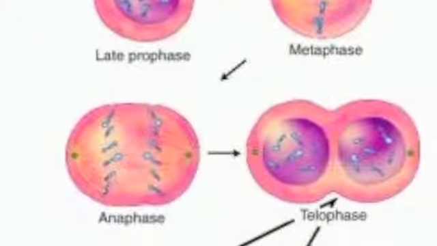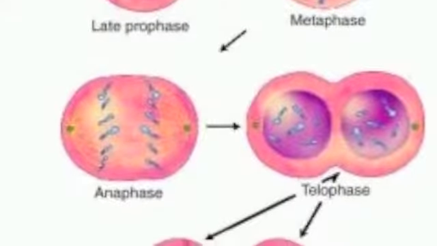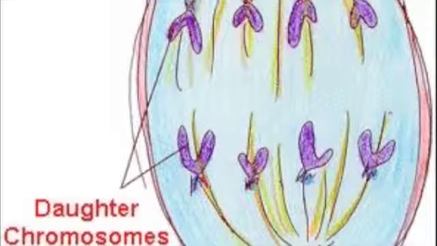The next stage in the cell cycle is M phase, where the cell division begins to take place. This stage produces 2 daughter cells.